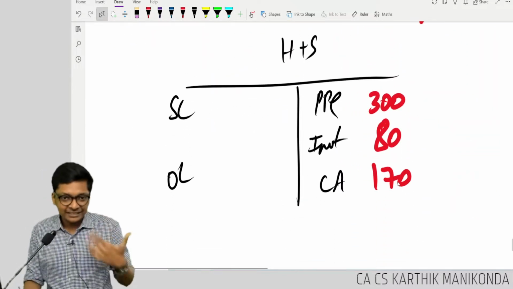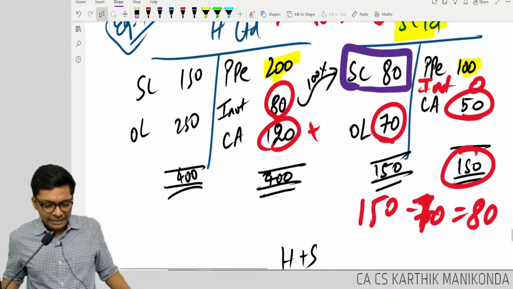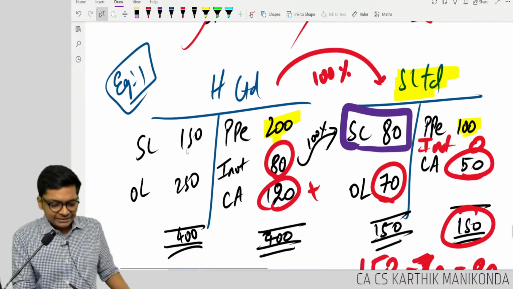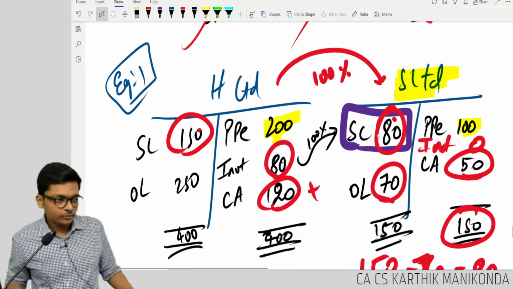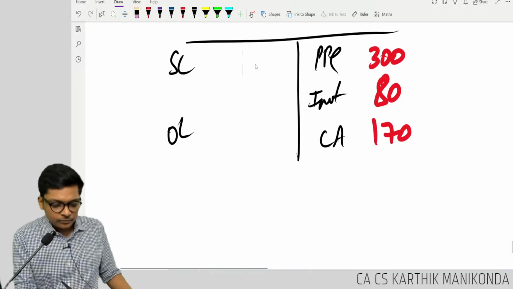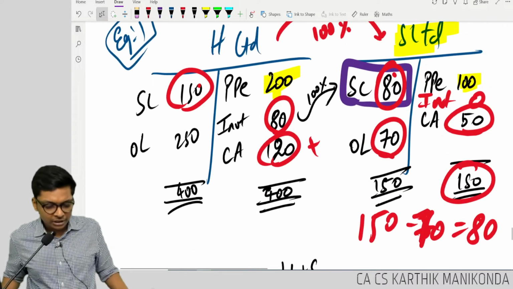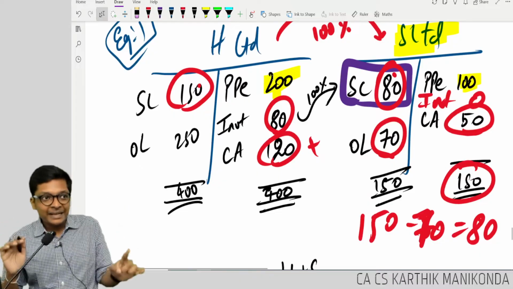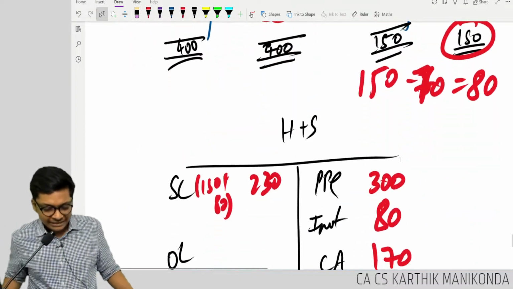I am doing it for a reason, guys. You will do this for all 30 sums. Consolidation is nothing but line by line addition. Then share capital 150 plus 80, this 80, how much? 230, let me write it. 150 plus 80, 230. First I am doing what? Line by line addition.